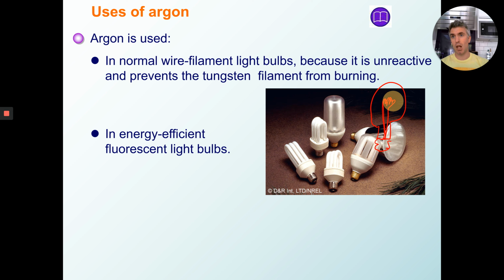Neon, if you put electricity through it, it glows. So it's used in some of those energy efficient light bulbs, the ones that have the weird shapes.